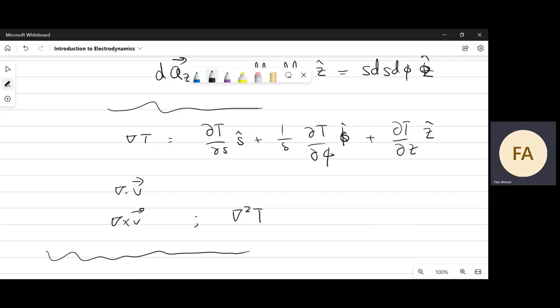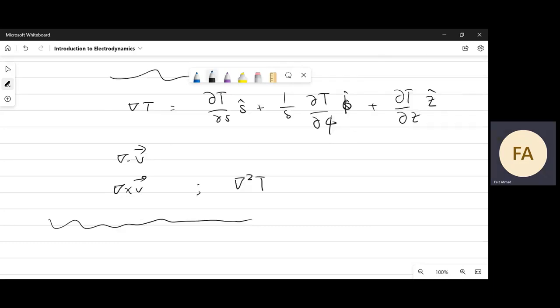So this is this much for the cylindrical coordinate system. We will continue with the next section.